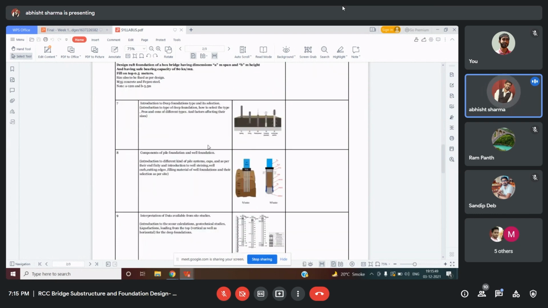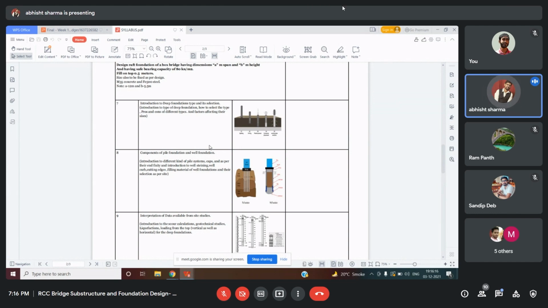Then, after the first half of the 6 lectures about the foundations and the shallow foundations, we will be moving to the deep foundation. So we have our 7th chapter, which is the introduction to deep foundation, its type and its selection. What is a deep foundation? How do we select them? How do we go about the different tests at the sites?